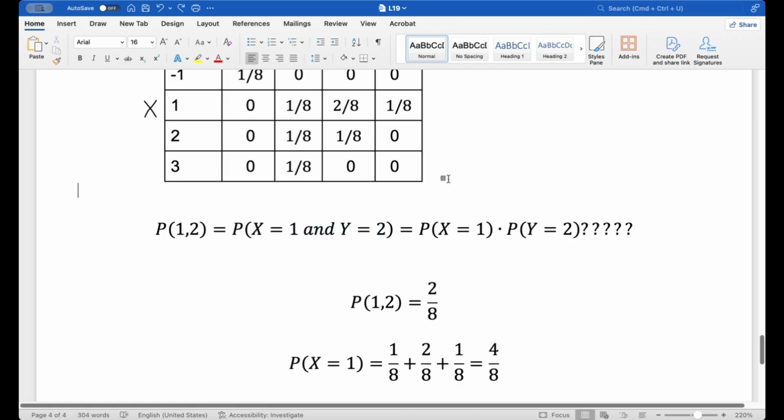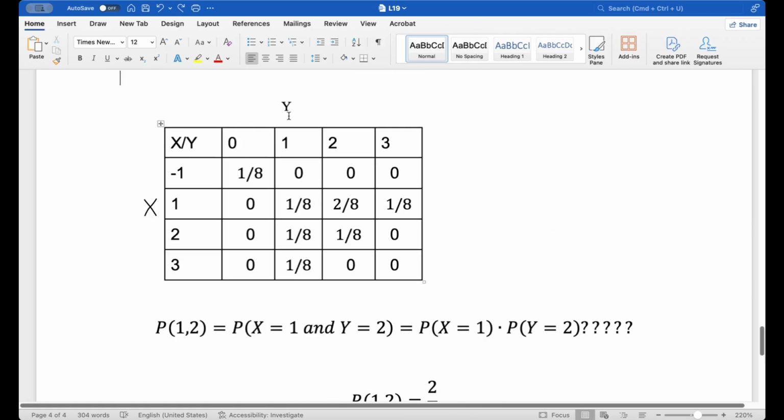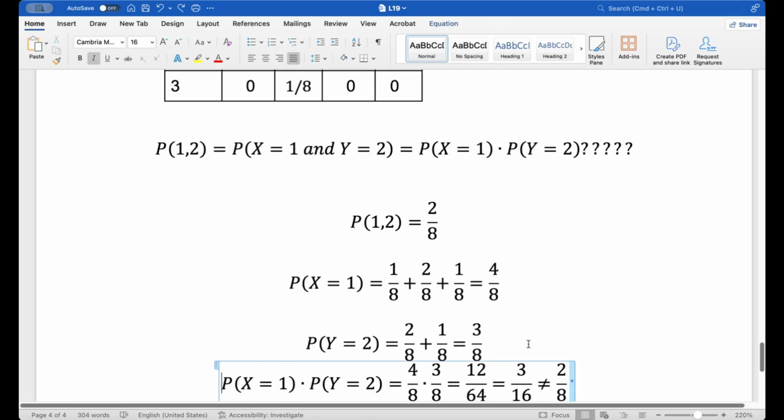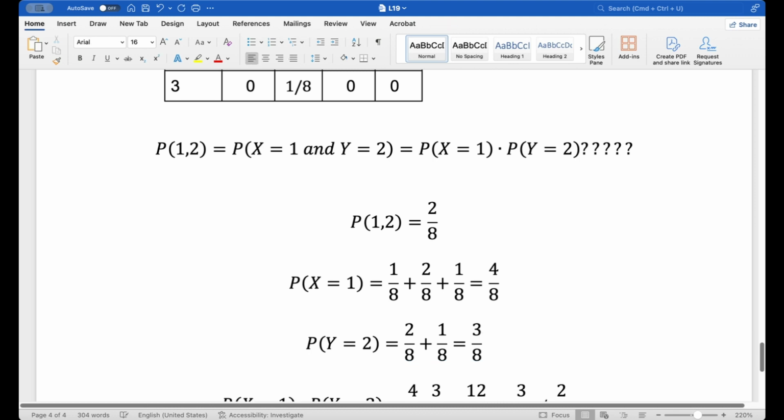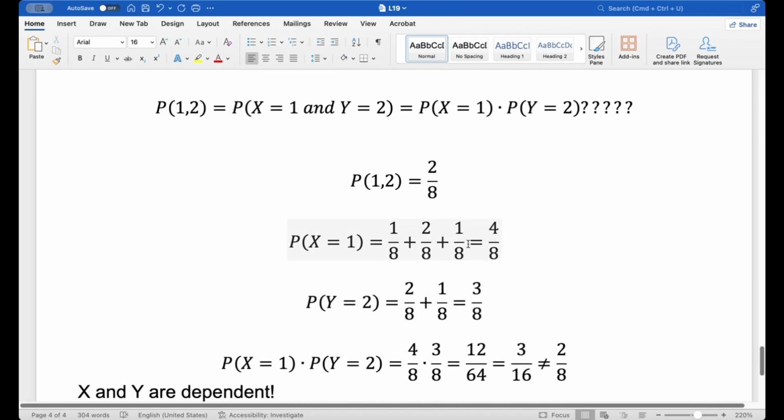Now, what's the probability y equals 2? We have to sum the column. We sum this column and we get 2/8 plus 1/8, which is 3/8. So in order for there to be independence, we need the product of these two. The probability that x equals 1 times the probability that y equals 2 would have to match the probability of (1, 2) from the chart. So 4/8 times 3/8 should match the 2/8, and it will not.